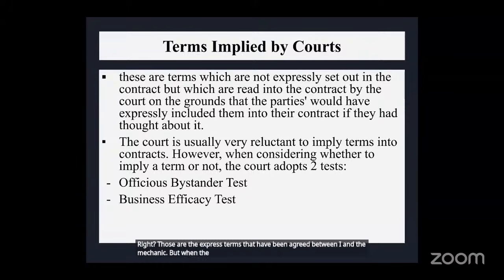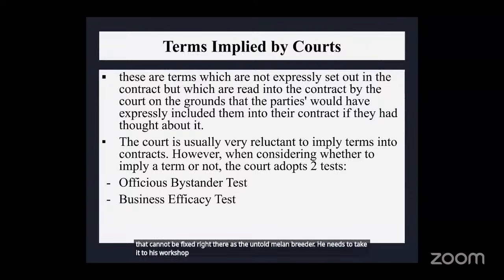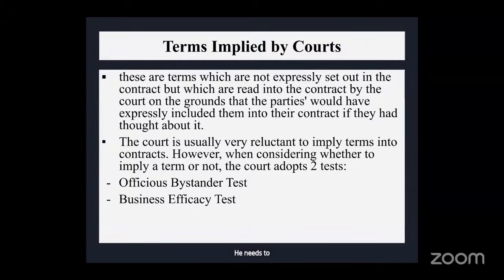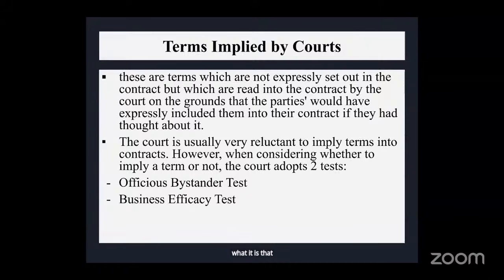But when the mechanic got there, he realized that the problem with the car is the type that cannot be fixed right there on Third Mainland Bridge. He needs to take it to his workshop. He needs to tow it to his workshop to be able to fix it. And he reaches out to me and says, see, you need to pay for towing because I can't fix this car here. I can't perform the contract that we both entered into, right? Because when we were entering into this contract, we did not agree on the term that I would tow this car. But now, to be able to perform my part of the contract, to do what I agreed to do, I need to tow it.